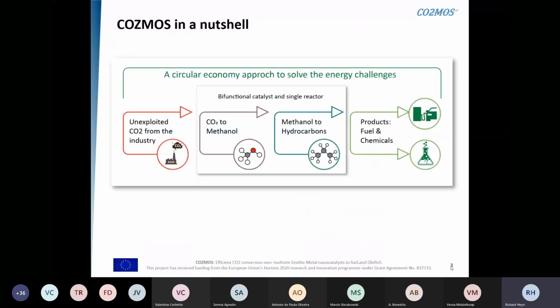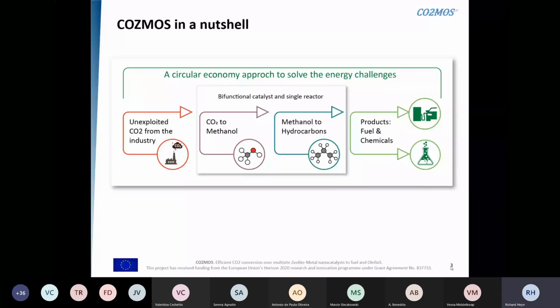This is a figure that we like to use to describe what the Cosmos project is in a nutshell. In a very simple manner, we want to have a circular economy approach to solving energy and chemical challenges. So we want to take CO2 from the industry, and then do a process intensification where we combine two reactions, the hydrogenation of CO2 to methanol, and then the methanol to hydrocarbons in a single reactor with a bifunctional catalyst.